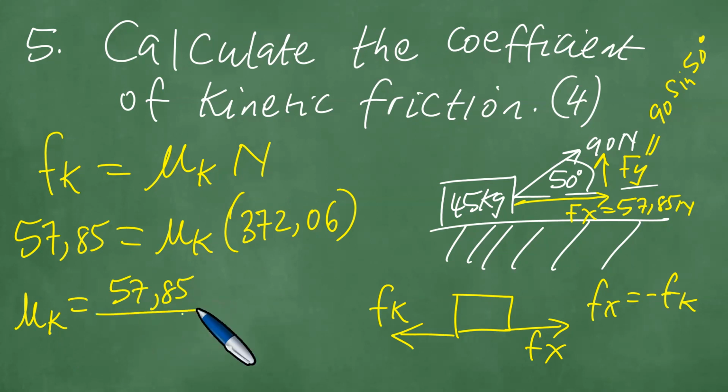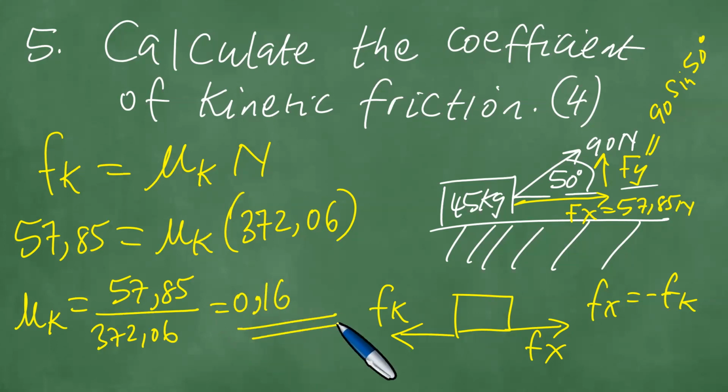As a consequence, mu subscript K is 57,85 divided by 372,06, which is 0,16. It therefore means that the coefficient of kinetic friction is 0,16.